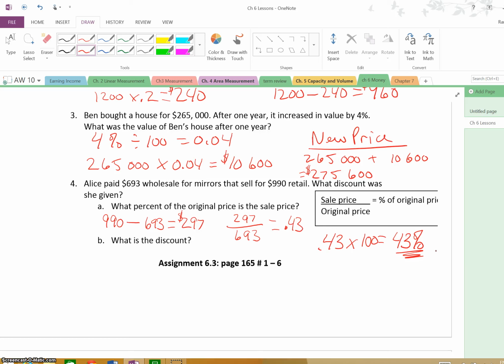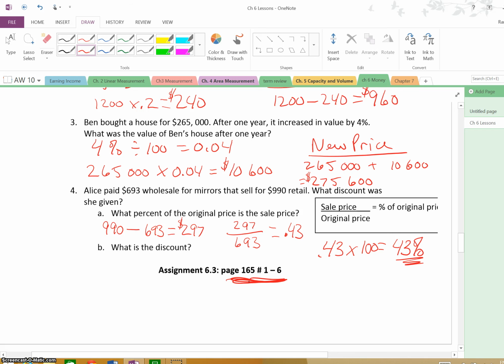All right, so now you try it. We're going to go to page 165 and do numbers 1 to 6. And we're probably going to have a quiz on this stuff tomorrow, so be ready for that. Okay? Good luck.